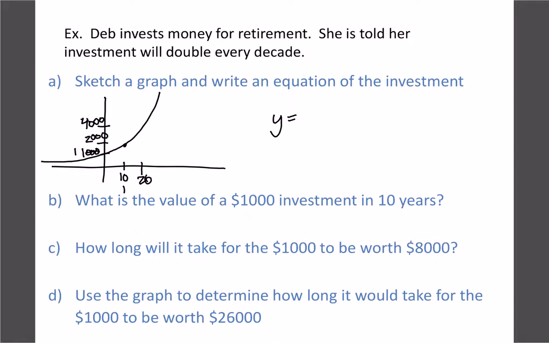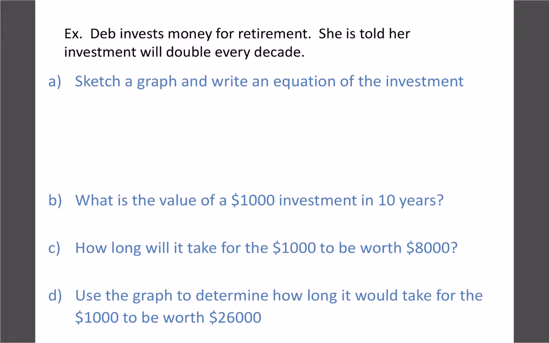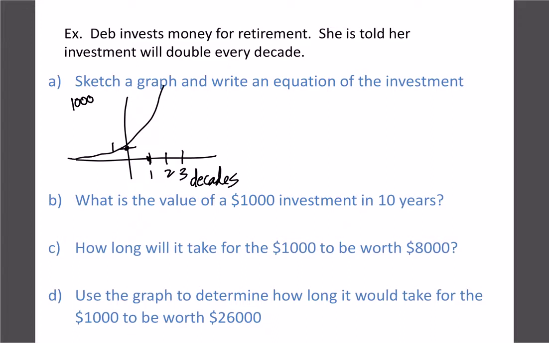Let me clear all this, and let's kind of redraw our diagram now. So our y is in thousands, and our x is in decades. So at time 0 we have 1,000, and 10 years, 20 years, 30 years, and so on. So our graph is increasing. So we know that in 1 decade we're going to double, we'll be at 2,000, and so on. So our equation should be y equals 2 to the x.